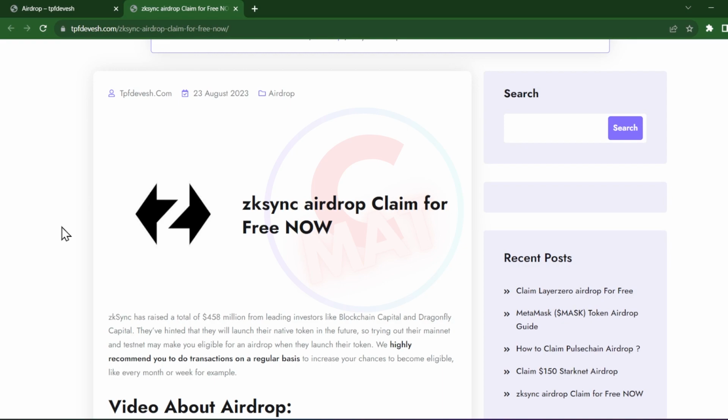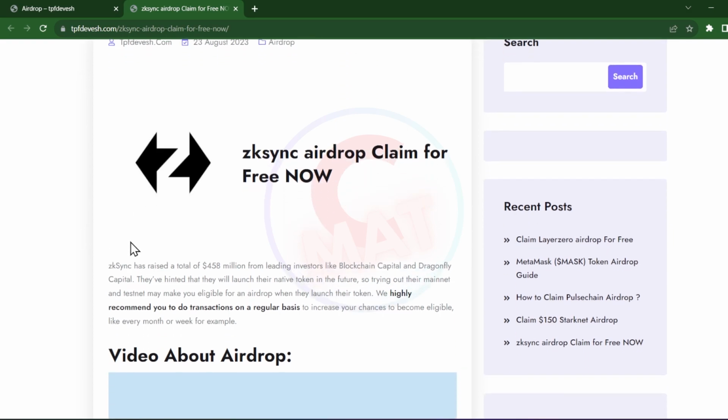So first of all, know about what ZK is. ZK has raised a total volume of 458 million from leading industry investors like Blockchain Capital, Dragonfly Capital, and multiple other investors. They have hinted at launching their native token in the future, so try out their mainnet and testnet to make yourself eligible for an airdrop when they launch their own token. We highly recommend you do transactions on a regular basis to increase your chance of becoming eligible, like every month or every week, for example.